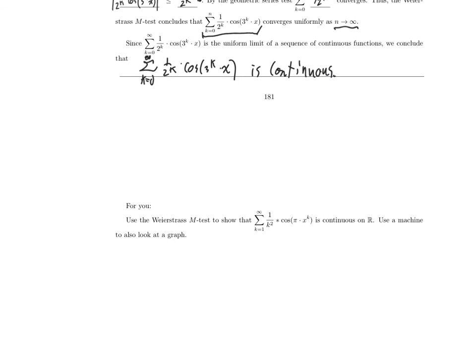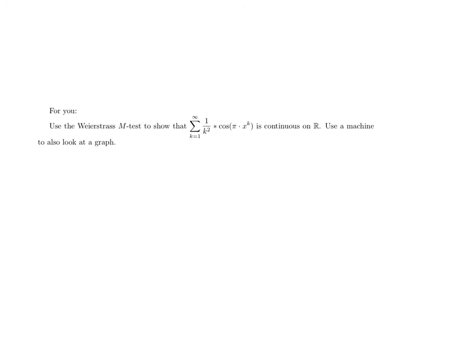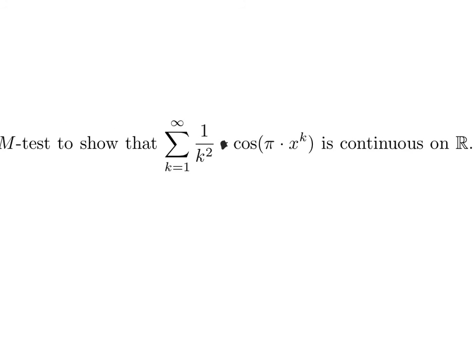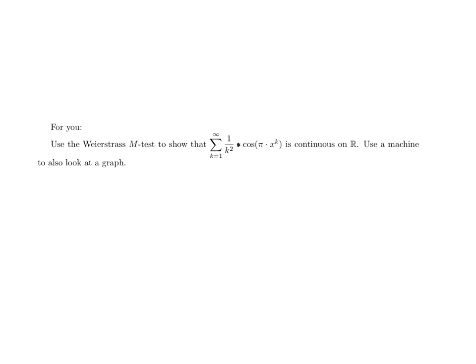There's one last thing in this section, and namely it's this instruction. Use the Weierstrass M test to show that the series given by the sum from k equals 1 to infinity of 1 over k squared times cosine of pi times x to the k is continuous on all of R. In fact, what I'll encourage you to do is to grab a graph, and you probably can't graph that function exactly, but you can graph the 100th, maybe the 1000th approximation of that function, and take a look at it. Does it look differentiable? Where does it look differentiable? Where does it not? You won't be able to answer the question about where it's differentiable because we don't even have the definition of differentiability to work with. But take a look at that function.